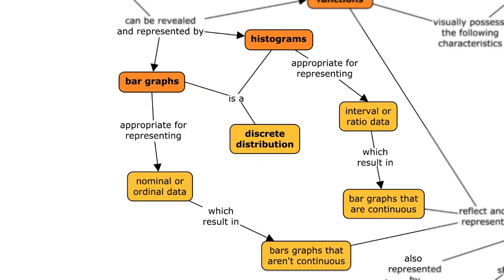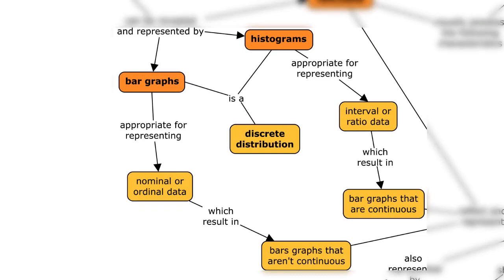These two graphs are very similar in nature. In fact, they represent what are called discrete distributions. But there's one important difference. In the case of bar graphs, we're looking at representing nominal or ordinal data. In the case of histograms, we're looking at representing interval or ratio data.